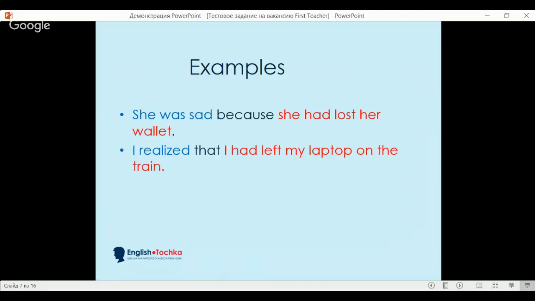So, go further. I realized that I had left my laptop on the train. So, what happened first? Let us think. What happened first? I had left my laptop on the train. And then I realized that I had left my laptop on the train.